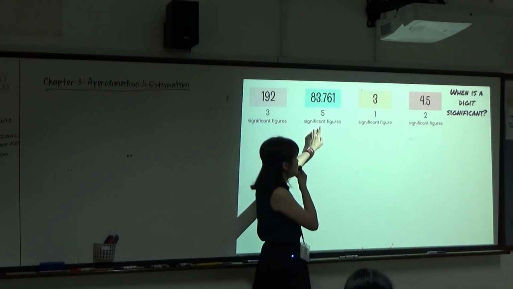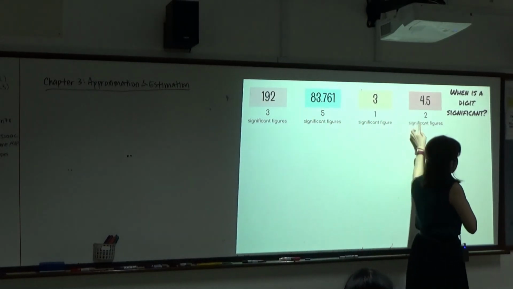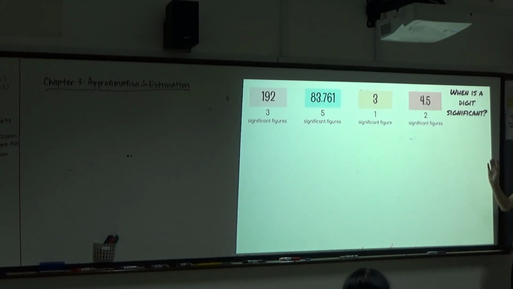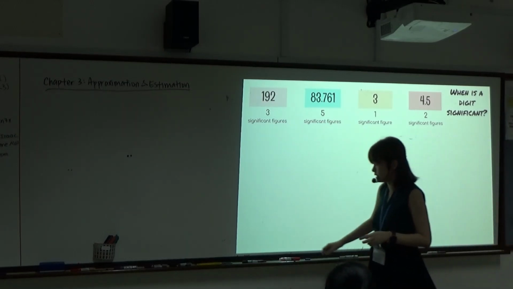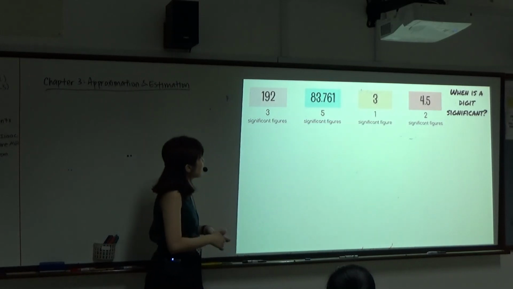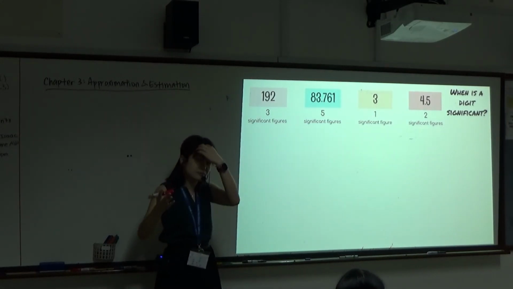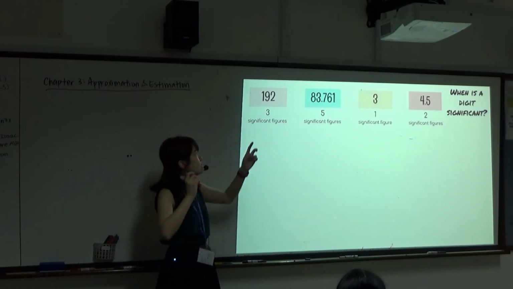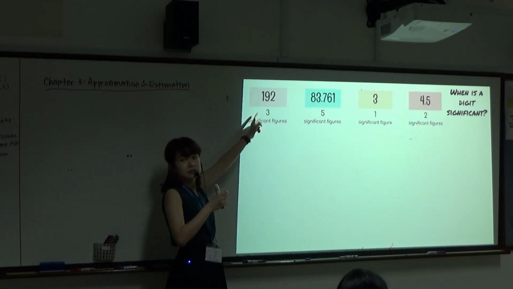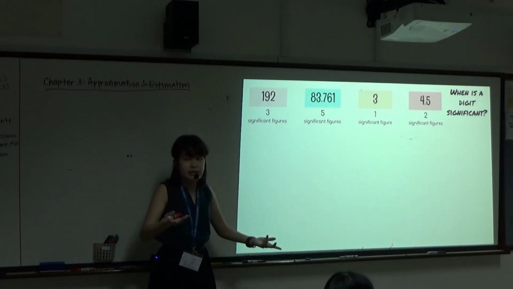83.761 I have 5, 3 I have 1, 4.5 I have 2. Observing these 4 numbers, what can you tell? How do we go about counting the number of significant figures? How do you think I counted the 3 significant figures? Yes, Xavier. The number of digits inside.